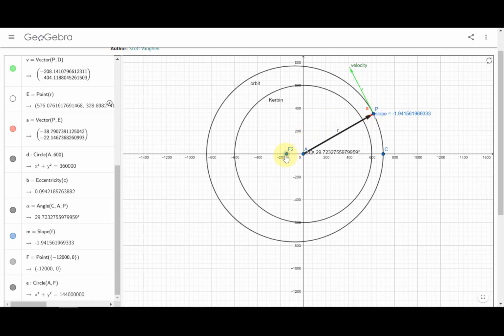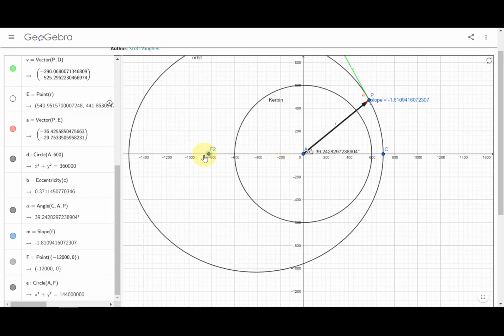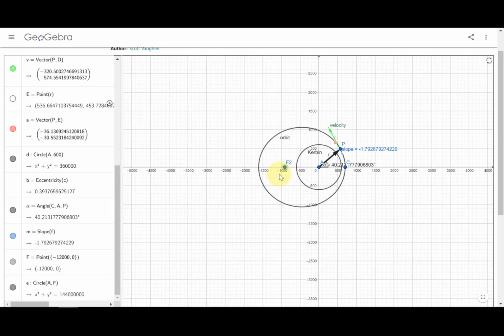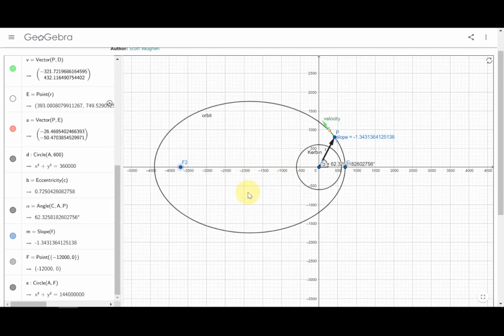So we're looking for creating enough initial velocity there so that we create this elliptical orbit that reaches all the way out to the Mun.